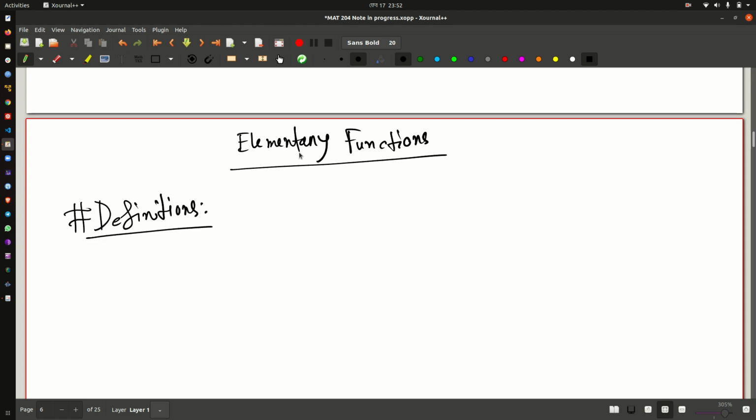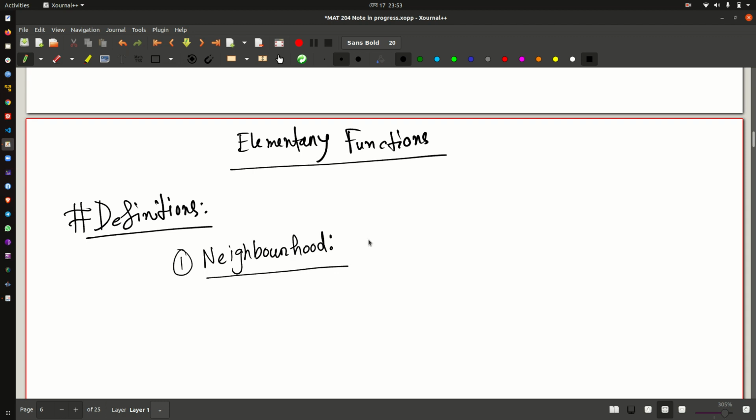So let's see. The first definition will be of a neighborhood. So let me write it down. We want to define something called a neighborhood. So what is a neighborhood, right? So let's say you have a complex number z0 and you want to define a neighborhood of this z0.